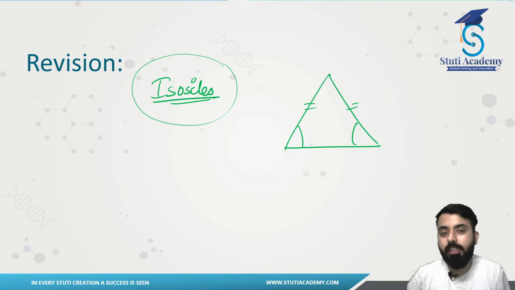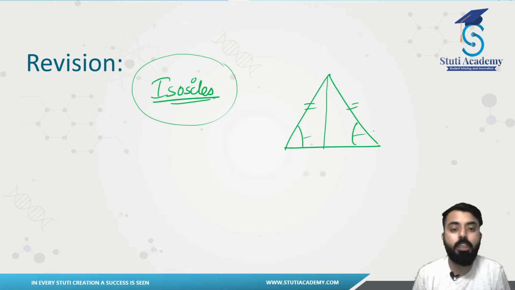You guys already remember we had proved this one, that if the sides are equal then the angles opposite to them will be equal too, and when the base angles or the opposite angles are equal, then the adjacent sides will be equal too. So we had proved each and everything.